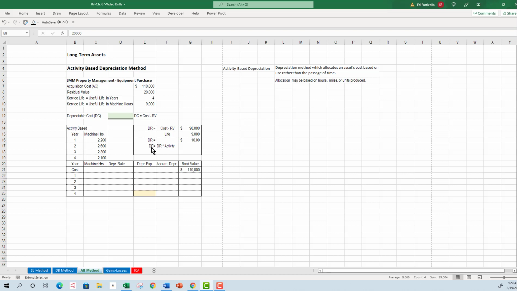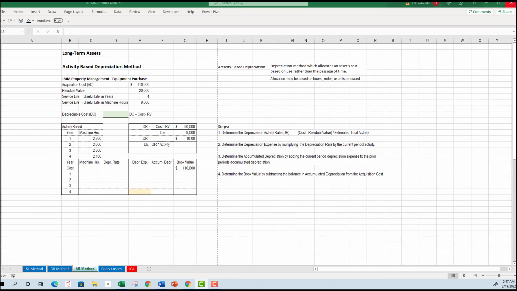When doing activity-based problems, like the declining balance method, you need to know that the depreciation process must stop once the depreciable cost is reached. Let's work a few problems using activity-based depreciation.